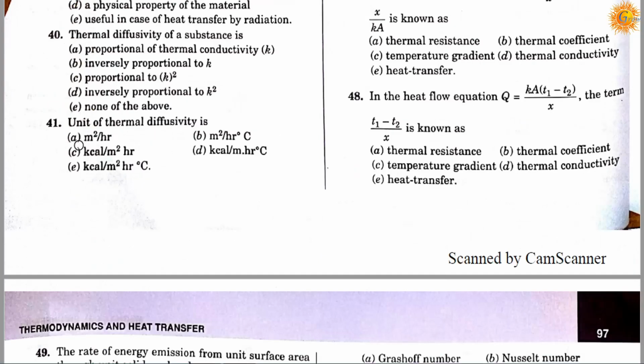Question number 41. Unit of thermal diffusivity is option A, meter square per hour. Option B, meter square per hour degree centigrade. Option C is kilocalorie per meter square into hour. And option D is kilocalorie per meter into hour degree centigrade. And option E is kilocalorie per meter square hour degree centigrade. Correct answer is A, it will be meter square per hour.